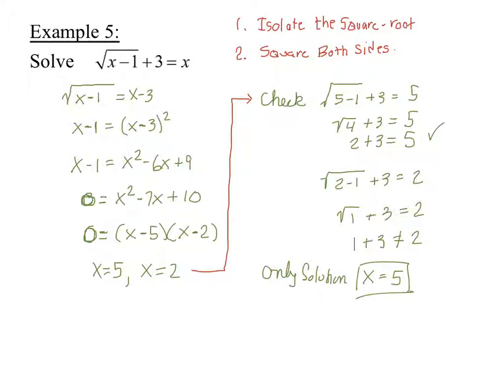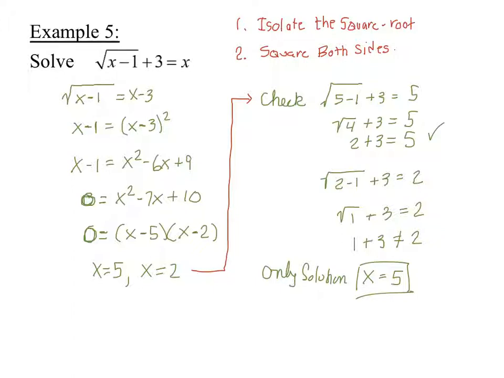So our first example is example 5. Here we have the square root of x minus 1, plus 3, is equal to x. So the strategy is to isolate the square root on one side of the equation and then square both sides. Sometimes we have to do it twice if we have more than one square root.